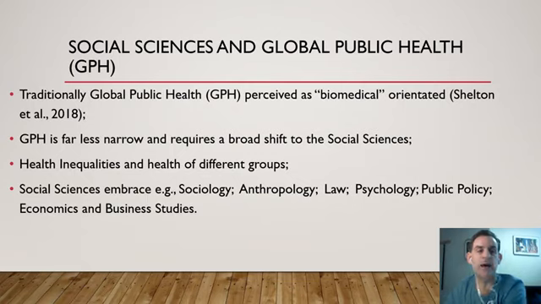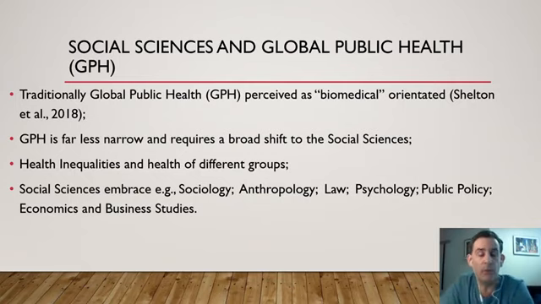So to begin with, traditionally global public health has been perceived as rather biomedically orientated. For example, it's concerned with the physical, with physical disease, with externalities, with only what we can observe. So it comes to global public health from a rather clinical approach. But recently, there's been a growing recognition that global public health is far less narrow than this and requires a broader shift to the social sciences.